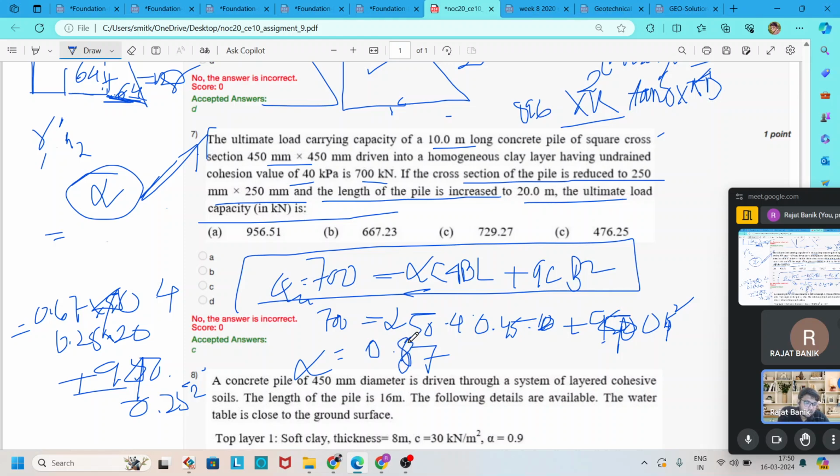After finding out alpha, if you multiply it and put it in the second formula, it is alpha into C 40 into 4BL, 4 into B 0.25 into L which is 20, plus 9 into 40 into 3.14 into... sorry, not 3.14, B square, so 0.25 square, which is equal to 719.27.